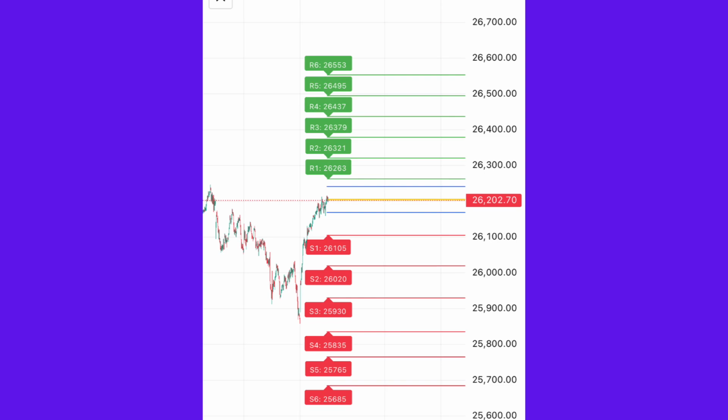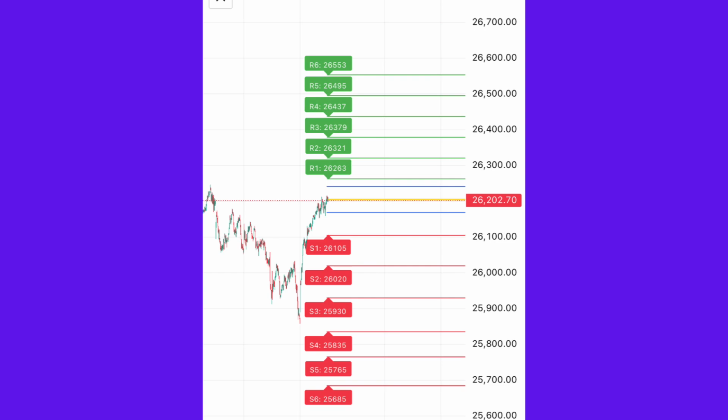Gap up opening. If we open above 26,300, then expect profit booking first, then a possible rebound from the R2-R3 area. Gap down opening. If Nifty opens below 26,150, the first support will be S1 equals 26,105. Breaking below S1 can drag the market toward 26,020.